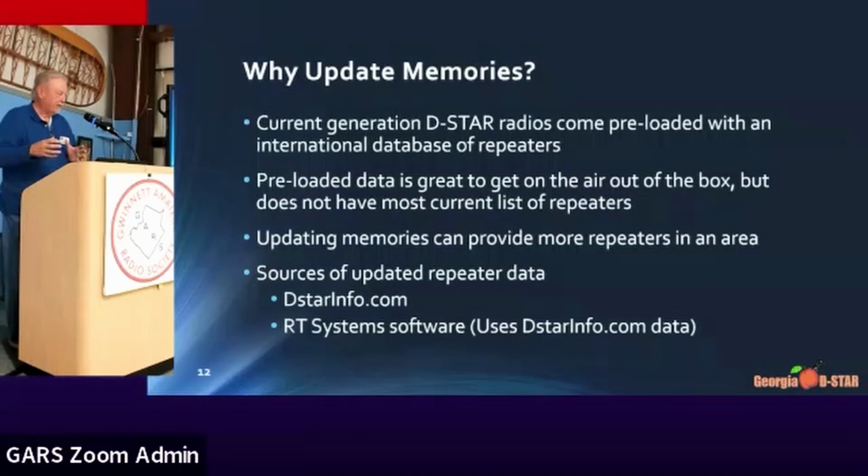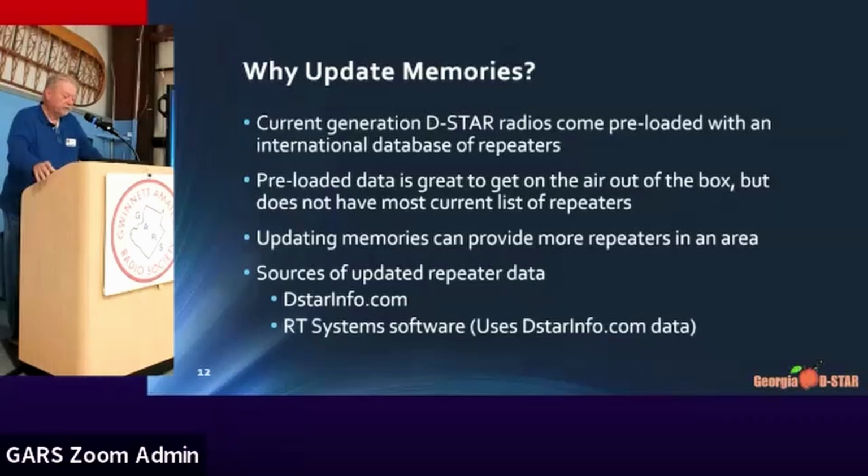And so a new model radio comes out and it'll have a very current list, but you can customize that quite a bit. So what I would say is if you have owned a D-Star radio for quite a while and you have not updated your memories, and I'll show you how to do that here in a minute. It's actually pretty simple to do. So you would want to update that, and that gives you a more current list, any repeaters that have come on the air since that time. Some may have gone away, and that'll give you a more complete list of repeaters in the area.